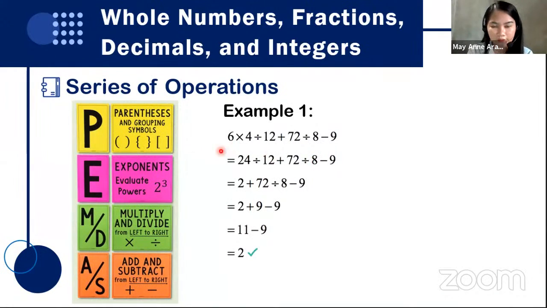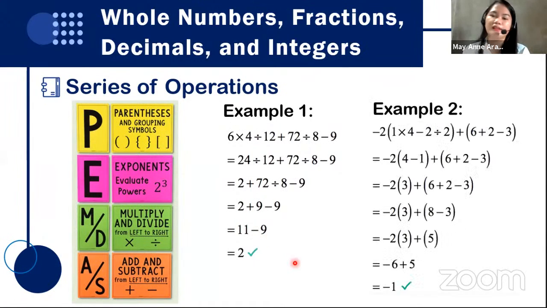Okay, we have multiplication here. So multiply first 6 and 4, so 24. Then divide. 24 divided by 12 is 2. Divide again: 72 divided by 8 is 9. Then add, since addition is what's left. So 2 plus 9 is 11. And proceed to subtraction. 11 minus 9 is 2.